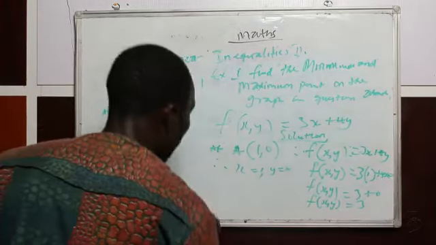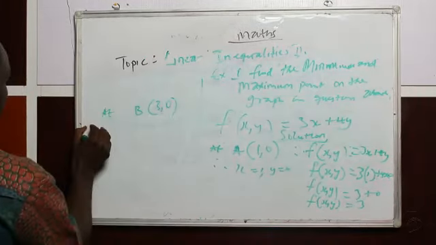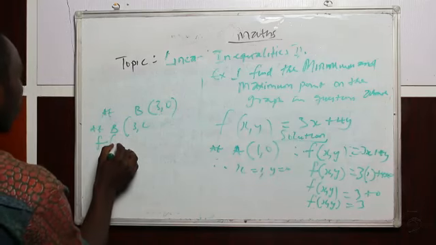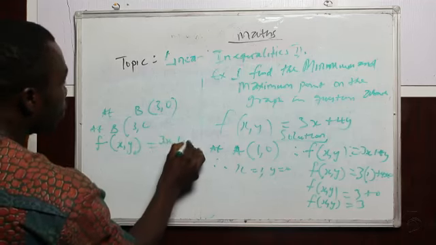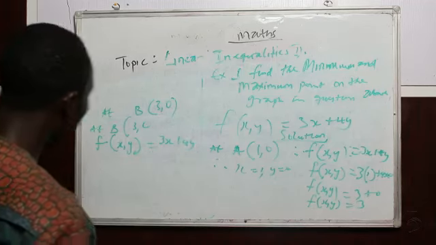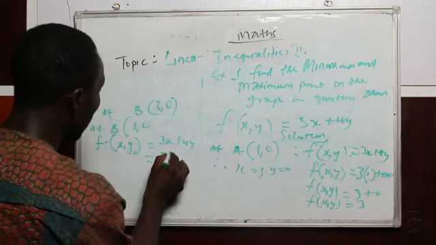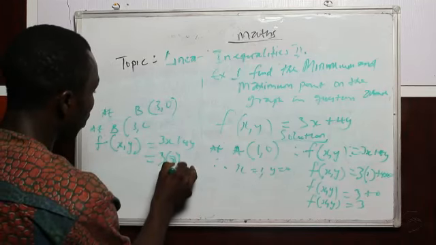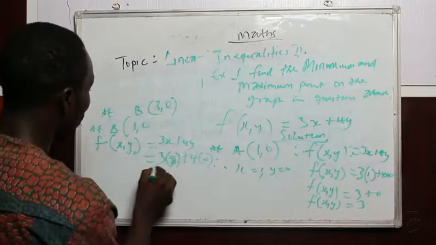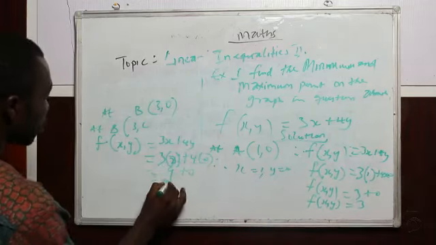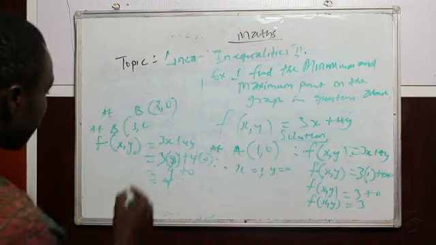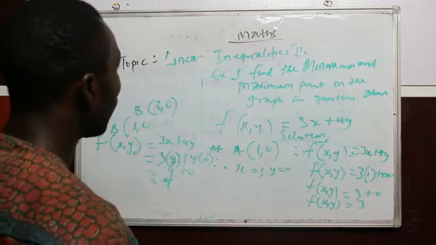Now, at point B, we have 3, 0. Then we have f(x, y) equal to 3x plus 4y. We substitute our values of x and y, which is equal to 3 times 3 plus 4 times 0, which gives us 9 plus 0. We have 9. So at point B, we have 9.